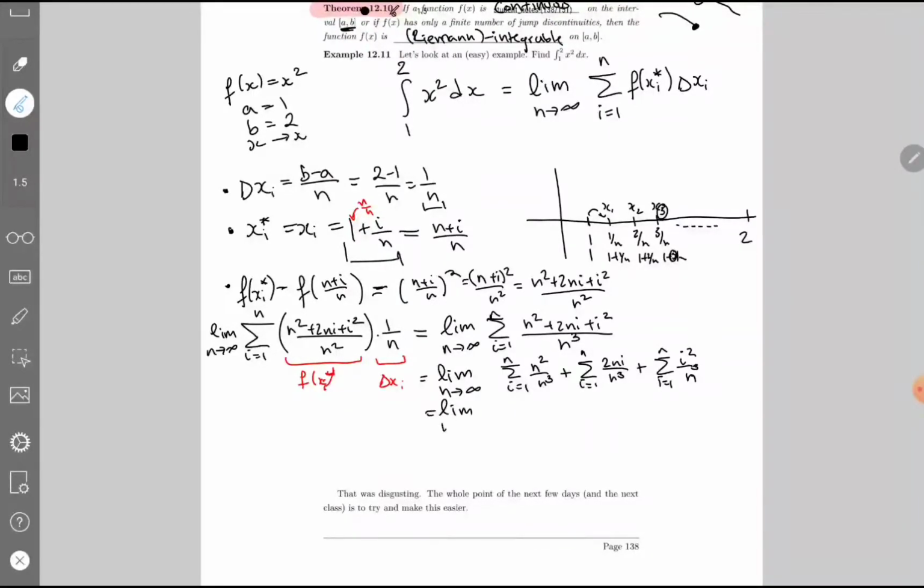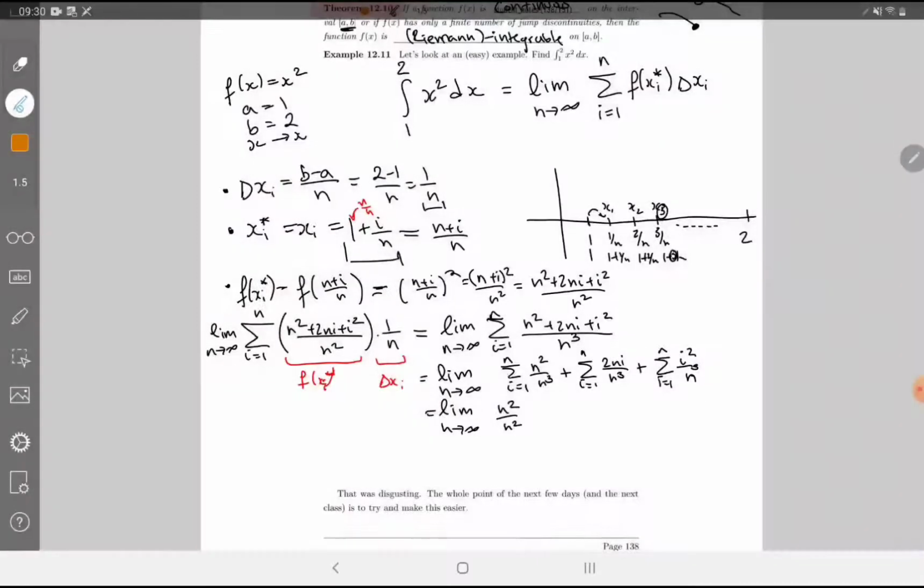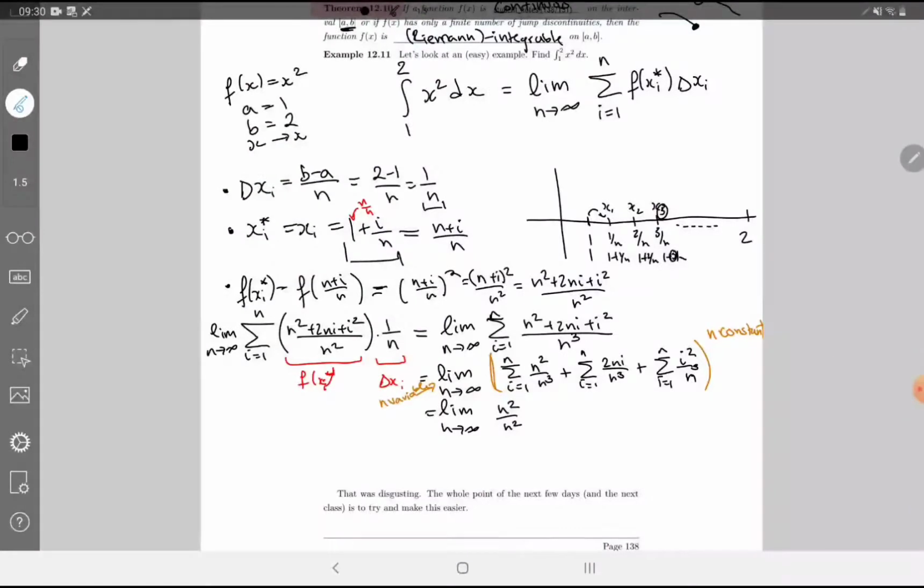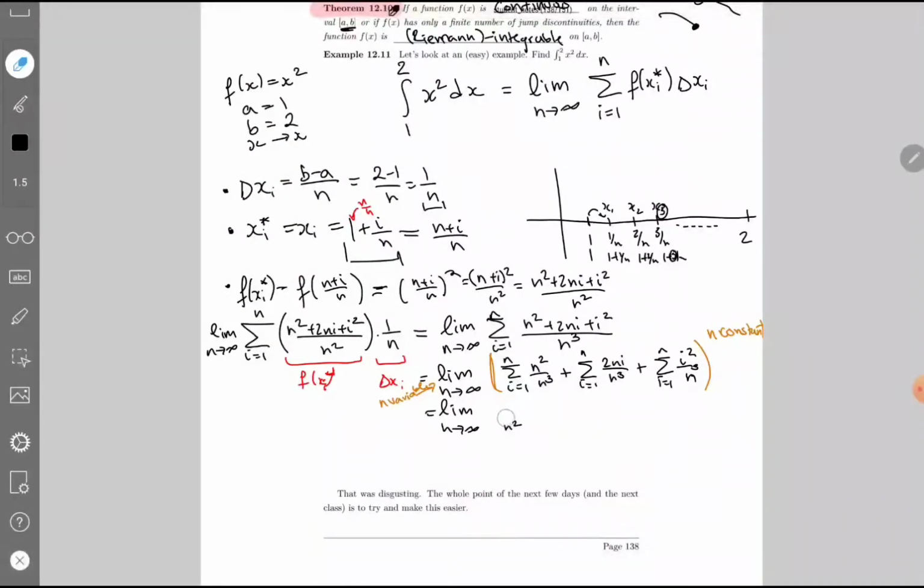Limit as n goes to infinity. Here I can bring out the n squared, because in this case we're summing over i. There are no i's here, so the n's are constants for this portion. In this part, n is constant. It doesn't get to be a variable until here. This is what makes n variable. So I can bring out the n over n cubed.